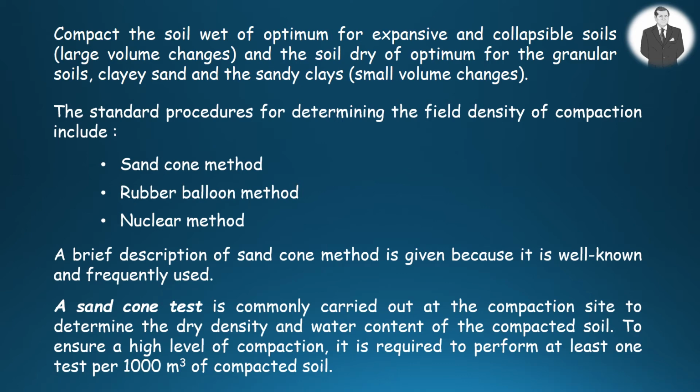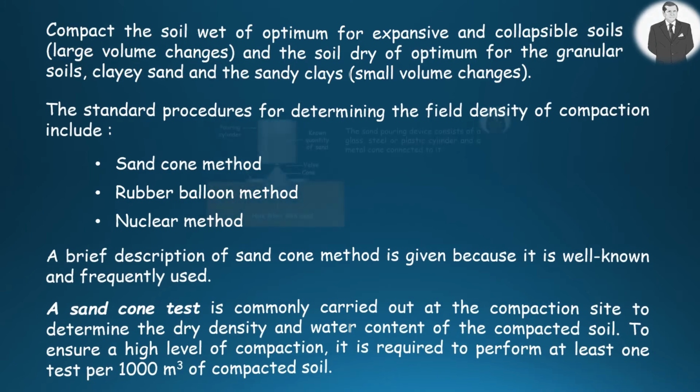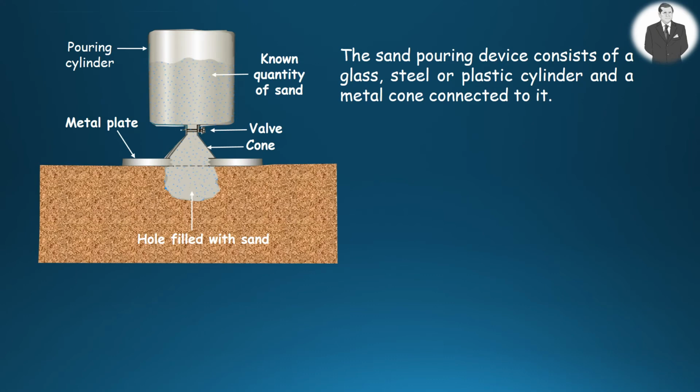To ensure a high level of compaction, it is necessary to perform at least one test per 1000 cubic meter of compacted soil. The sand cone apparatus consists of a glass, steel or plastic cylinder and a metal cone connected to it as shown in the figure.